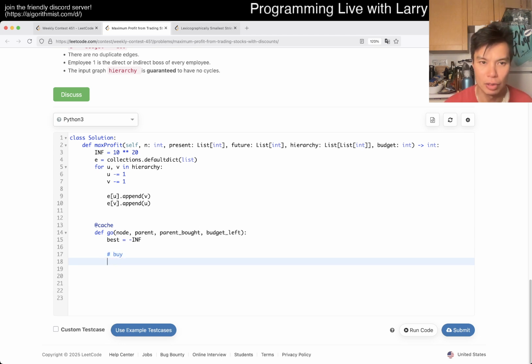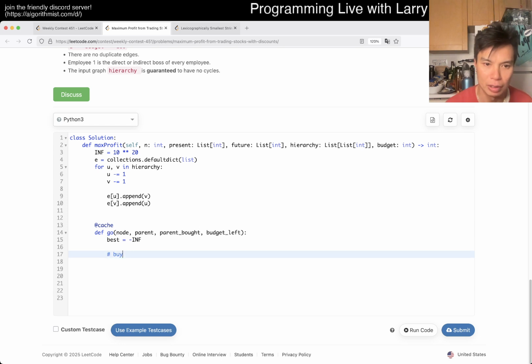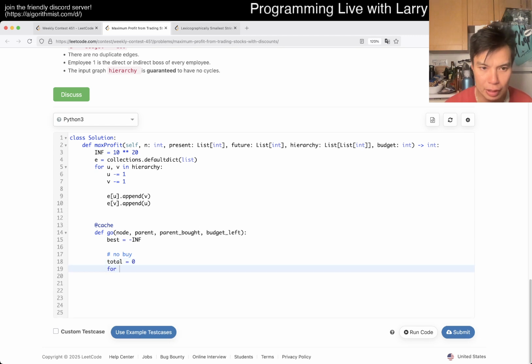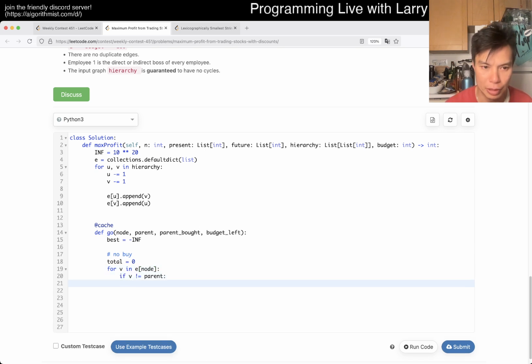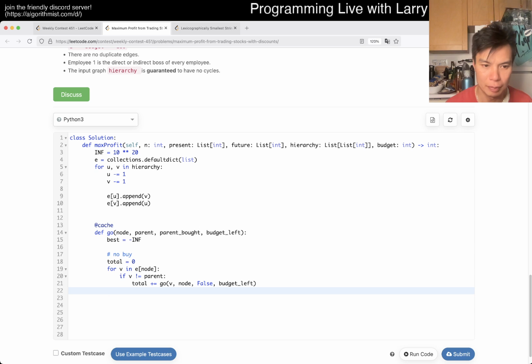Buy is we, okay, let's do the no buy first, because that's easier, maybe. For we in E sub node, then we go gold, we node, force, budget left is going to be the same because we didn't buy. So then we want to add up all the gains we have from here. And then, yeah, so this total is going to be no buy, right?